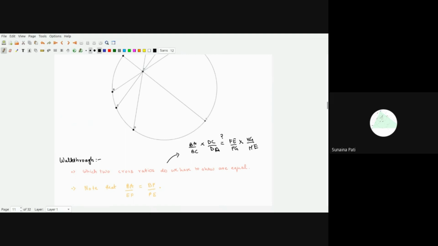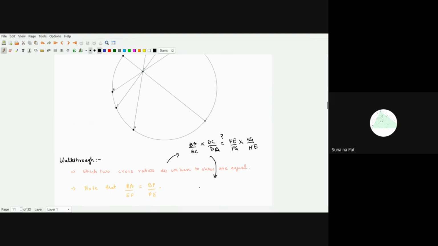Okay, Pranam, did you have any progress on this? Not really. I was trying to use similarity somehow. Okay, what happens when I take it to the right hand side actually? Sorry, to the left hand side.